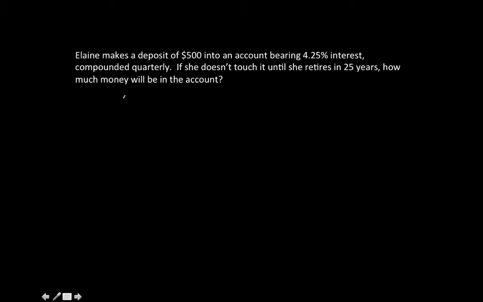So she's not going to do anything with it for 25 years. So she starts out with 500. So let's look at first the first payment. So at the end of 3 months, she has the $500 and she adds to it, I'll write this out first, $500 times the percentage she gets for that 3 months. Well, she gets 0.0425 for the whole year, but she only gets a fourth of it now because it's only been a fourth of a year, so she gets a fourth of the interest.